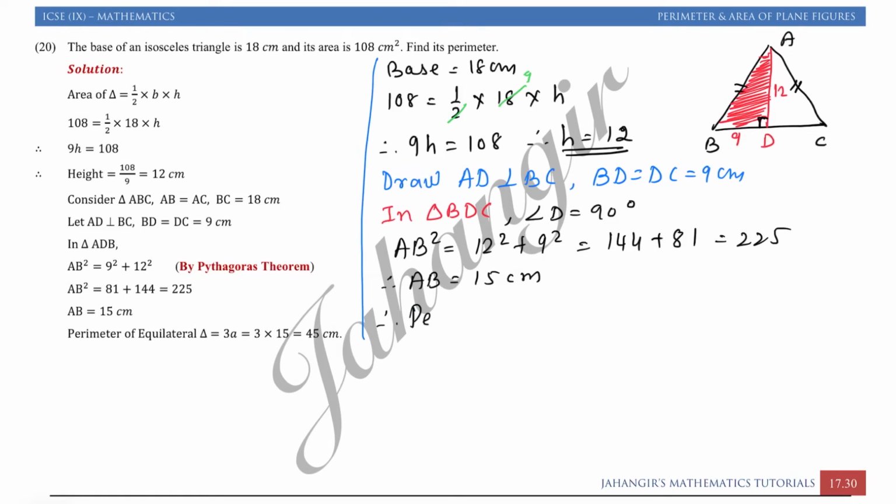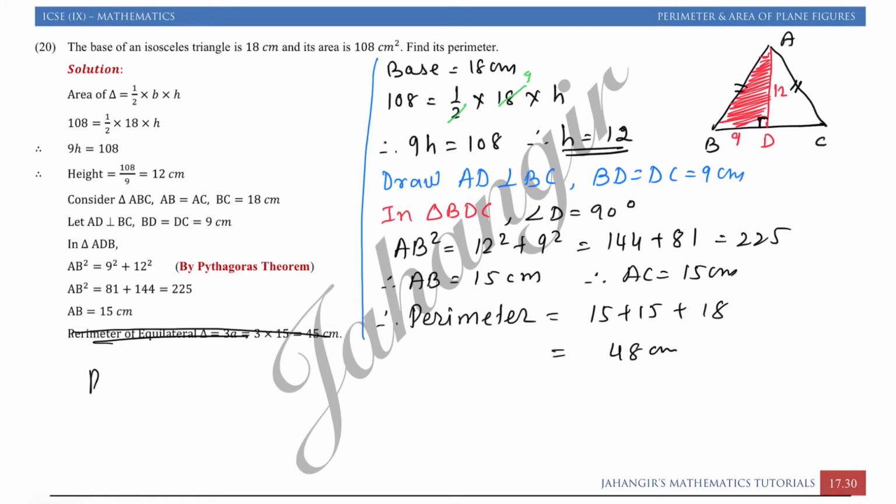So we need to find the perimeter of the triangle. So therefore I can say AC is also 15 centimeter. Perimeter is 15 plus 15 plus BC 18. Here we did wrong. So perimeter will be 15 plus 15 is 30, plus 18, 48 centimeter.